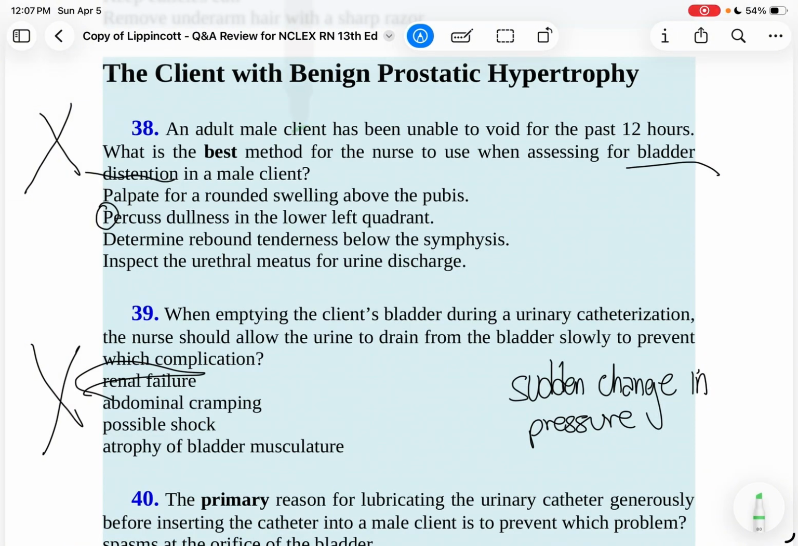An adult male client has been unable to void for the past 12 hours. What is the best method for the nurse when assessing for bladder distension? Because of the dullness over the lower abdomen. Dullness indicates that it is distended or full.